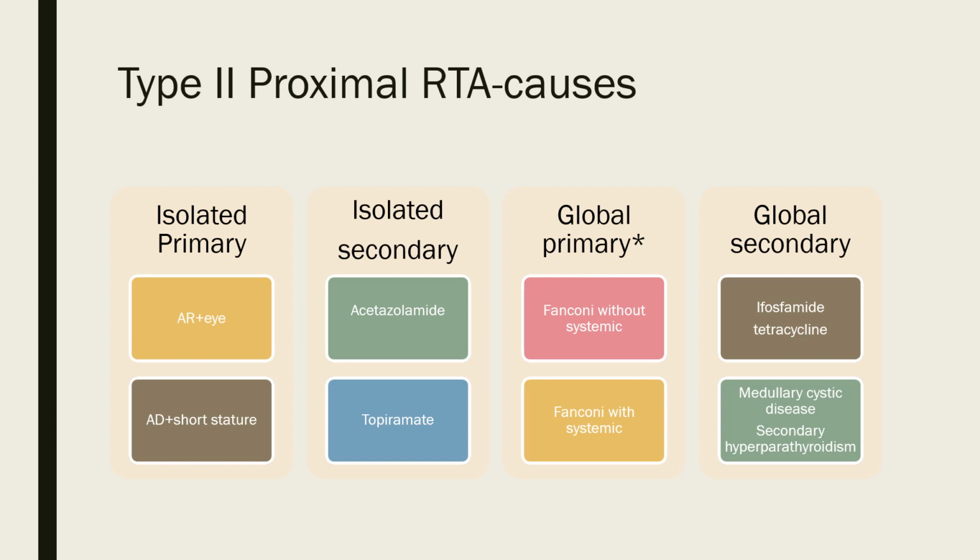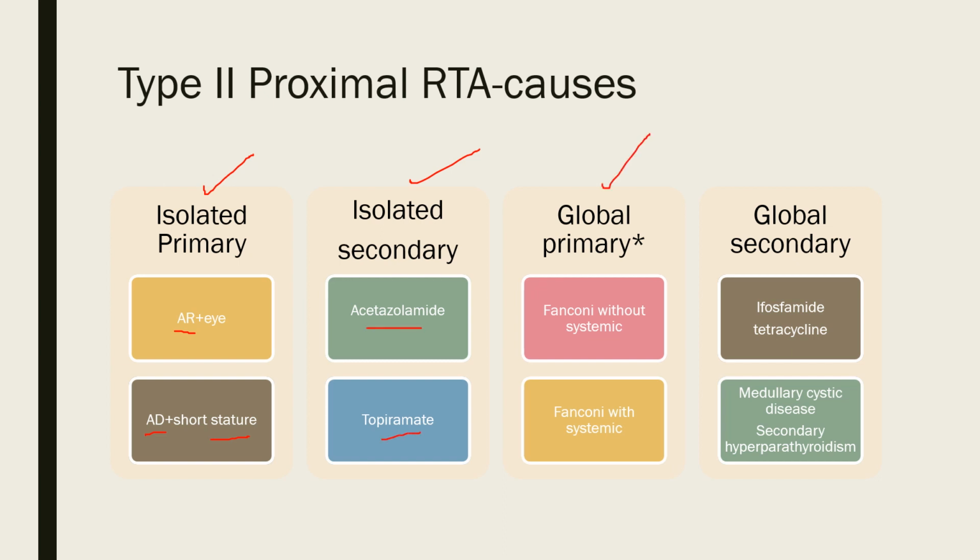I will give two examples for each. Isolated primary can be genetic defects. Autosomal recessive generally have eye problems, and autosomal dominant child presents with short stature. Secondary is generally due to drugs, acetazolamide and topiramate.